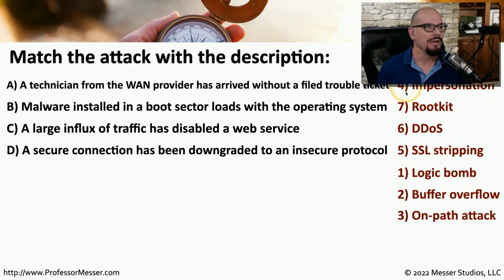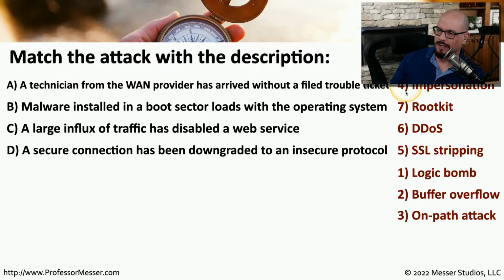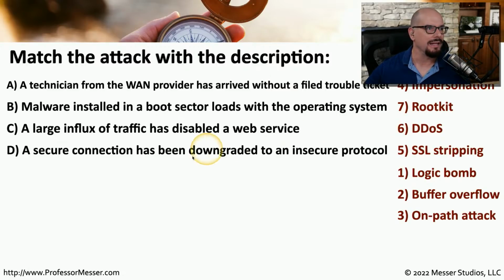So hopefully you're familiar with these. A technician arriving without a trouble ticket, that's somebody trying to impersonate a technician. The malware installed in the boot sector, that's a rootkit. Large influx of traffic disabling a web service, definitely a distributed denial of service. And then lastly, a secure connection being downgraded to an insecure protocol is SSL stripping, which does use on-path in most cases to make that happen. Doesn't have to. That's the easiest way, and SSL stripping is really the best answer for something like that.